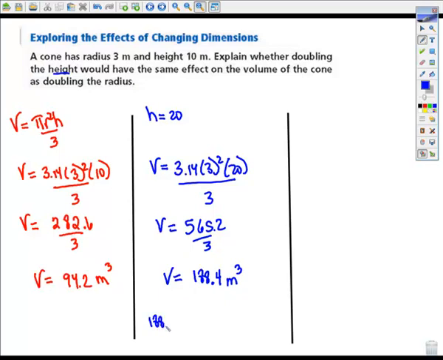And so let's go ahead and compare here. If I take 188 and 4/10, divide it by 94 and 2/10, I get 2. So this does double it. So when I double the height, it doubles the volume. So doubling the height does double the volume.